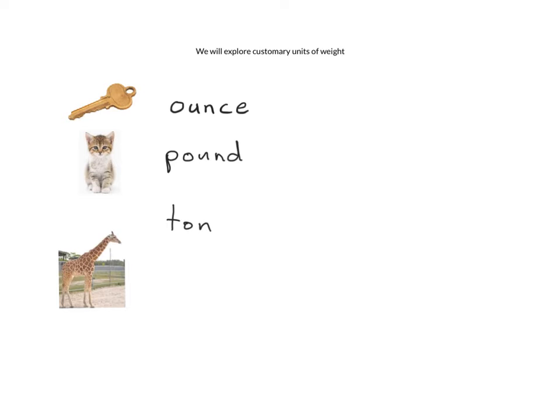Now there's 16 ounces in 1 pound. And these are the abbreviations for ounce and pound. And there's 2,000 pounds in 1 ton.